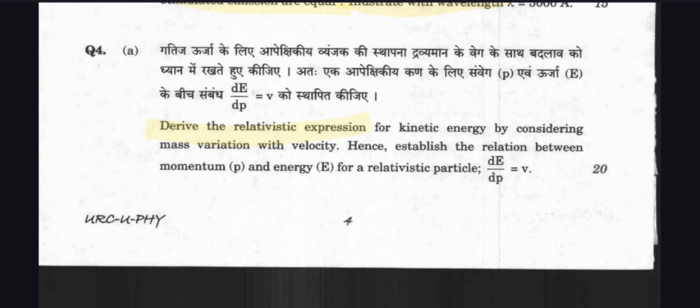Derive the relativistic expression for kinetic energy by considering mass variation with velocity, hence establish the relation between momentum P and energy E for a relativistic particle: dE by dP is equal to v.